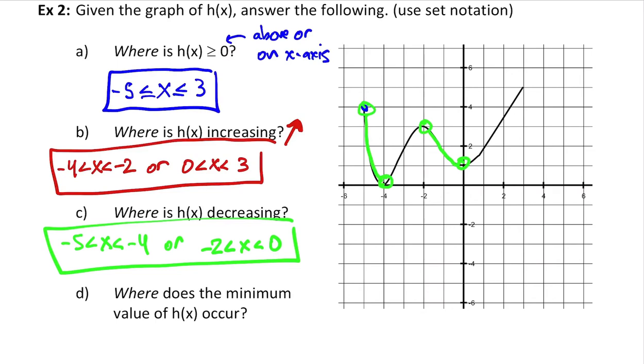Where does the minimum value occur? Where does it occur? That's an x value. So you just trace your whole function, and the minimum is the absolute lowest point. That is the minimum point. Where does it occur? When x equals -4.